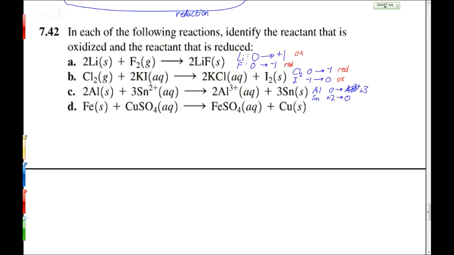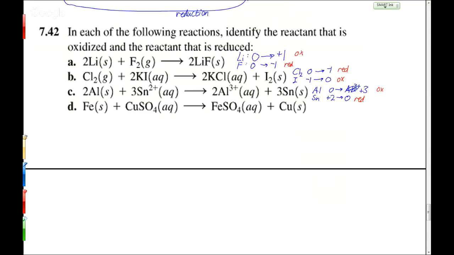Aluminum, right? Getting more positive. Have to lose electrons to get more positive. And then tin is doing the opposite. Notice here also, you can't ever have two of the same. If something's losing its electrons, something else has to be gaining it. So all you really need to know is one, and then you can figure out what the other one is. If you can be sure about one of them, you know the other one is the opposite.